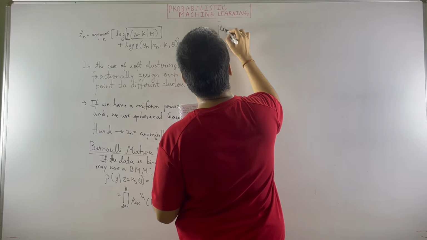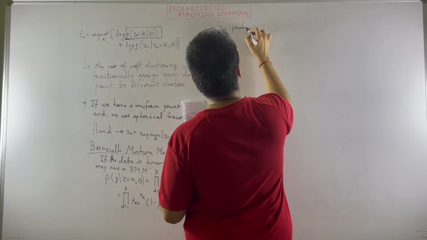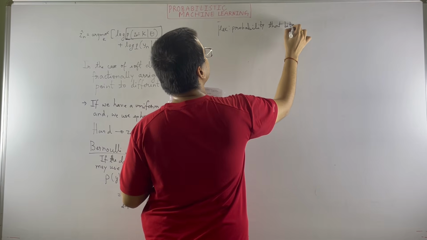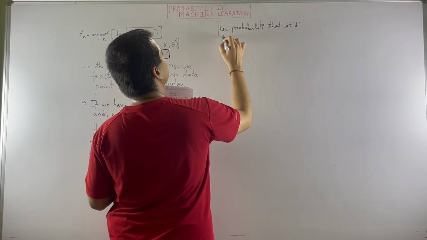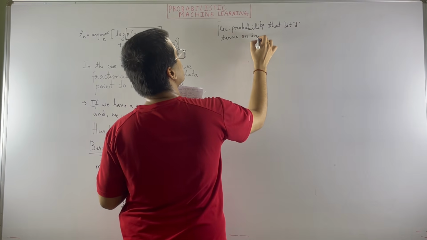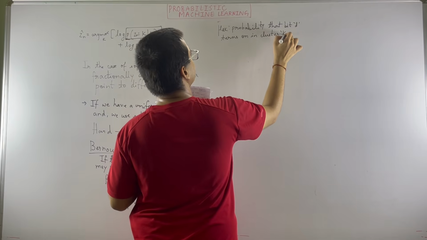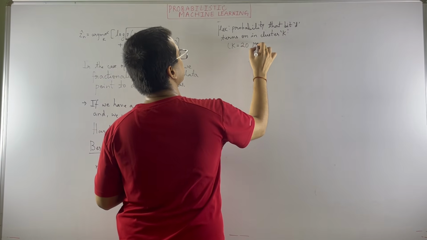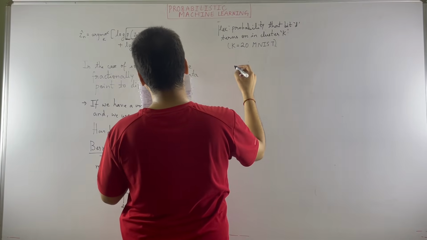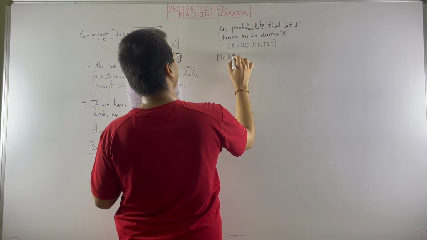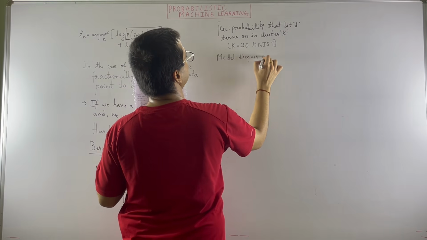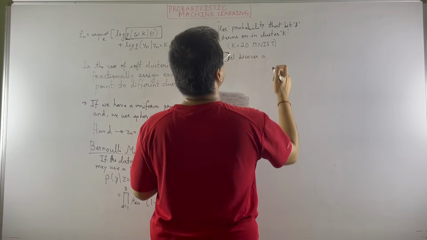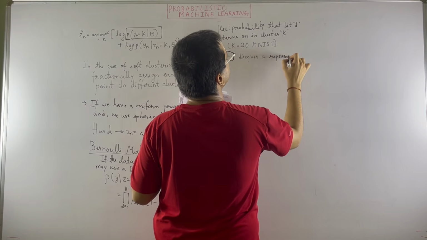All right, where mu dk is the probability that bit d turns on in cluster k. And generally for the MNIST case, if I take k as 20, then you will see that the model will discover a representation for each digit. Okay, so the model discovers a representation for each digit.